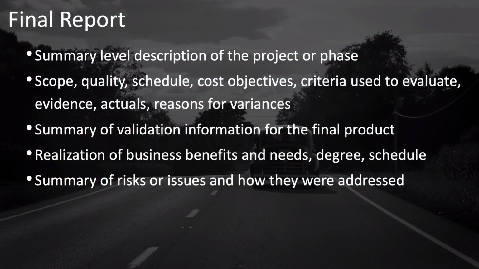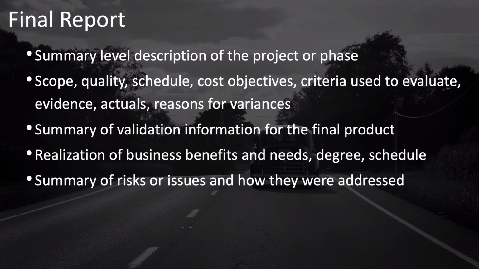At the end of your project, or at the end of a major phase, you should generate a final report, which should include a summary level description of the project or the phase if it's a phase level final report. It should indicate what the scope, quality, schedule, and cost objectives were for the project or phase, and the criteria that you used to evaluate how well you met those objectives. You should include evidence of whether you've met these, including actuals information and some information about variances and trends, and reasons for any variances should be identified.